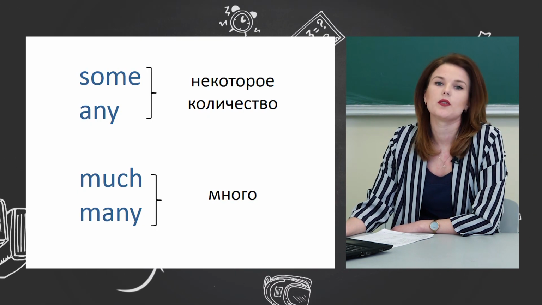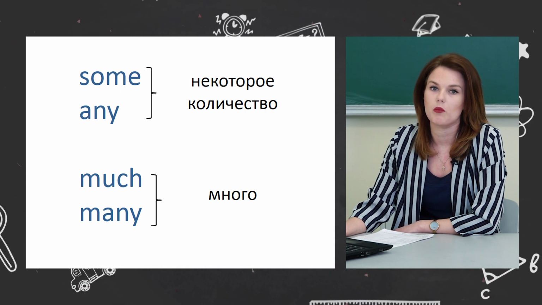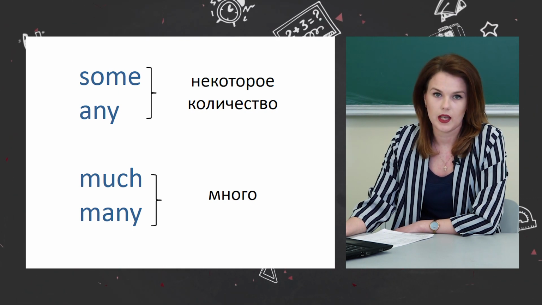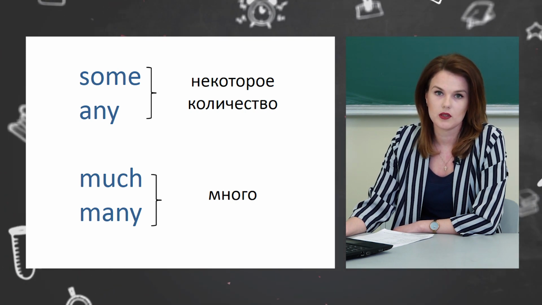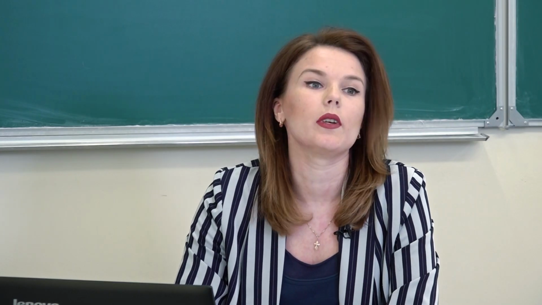I think that you've noticed that some words are bold. They are some and any, much and many. You can translate them into Russian like некоторое количество или много. Okay, now, and today you will know how to use them in English.